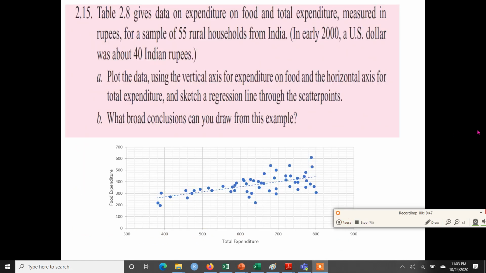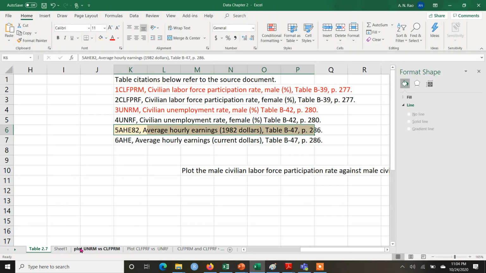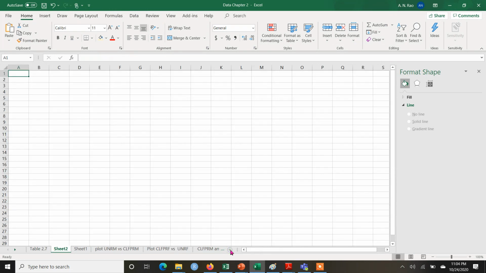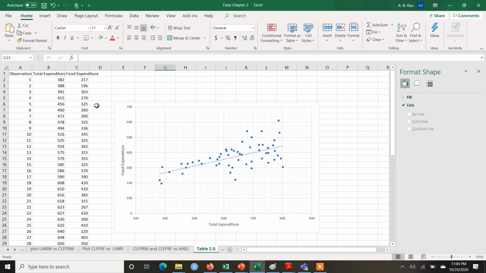Okay, so next we have another example. This is in reference to exercise 2.15 of chapter 2. It discusses the data in table 2.8. As I said, in the Excel file I have all the data for all the tables. So this is table 2.8. Here we have the observation number, total expenditure of a family, and food expenditure. As I said, I can email this data to you if you want.